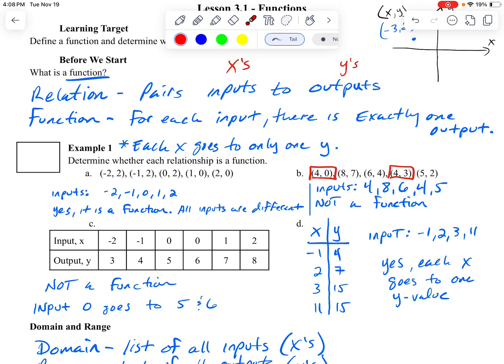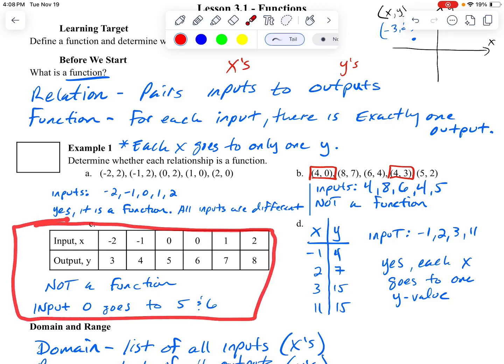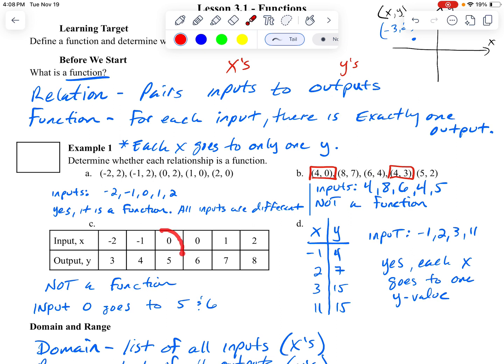Moving on to a different look here, we've got a table. Again, the same thing, I've got my inputs. We notice we have duplicated inputs: I've got an input of 0 and an output of 5, and an input of 0 and an output of 6. So again, not a function, because each input of 0 does not go to exactly one output. 0 goes to 5 and 0 goes to 6.